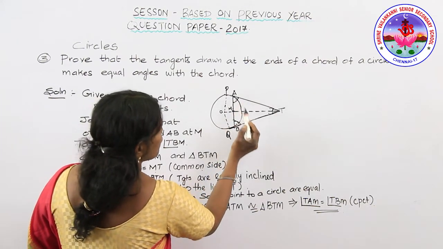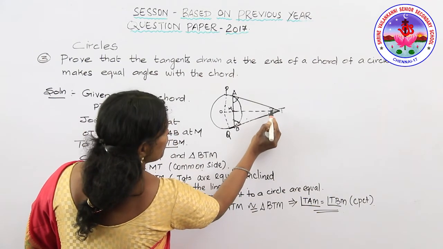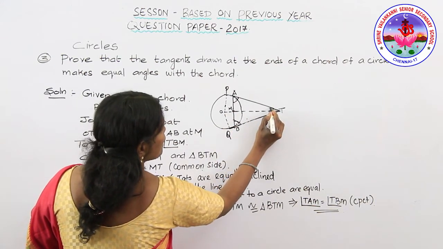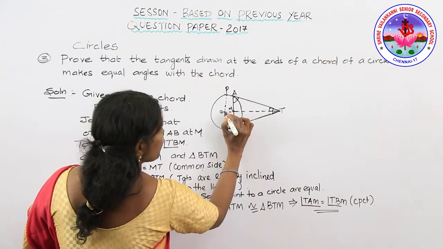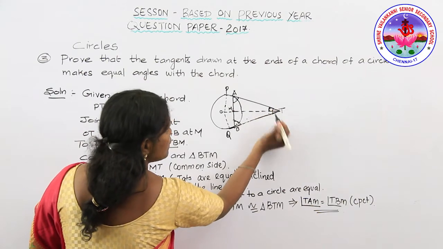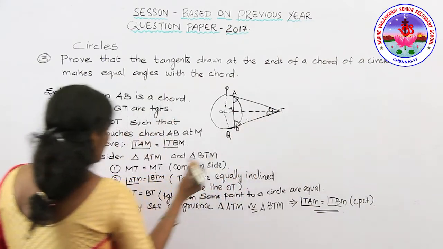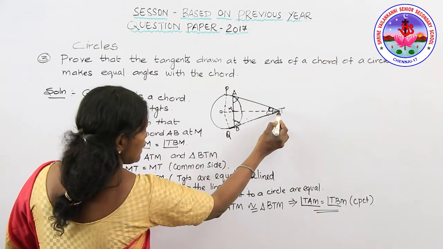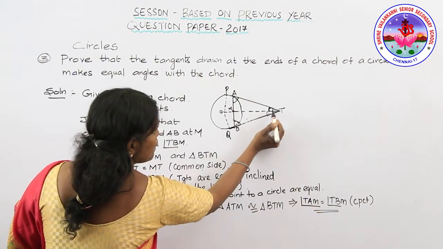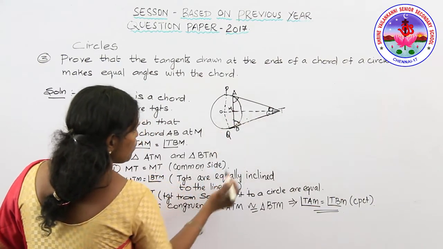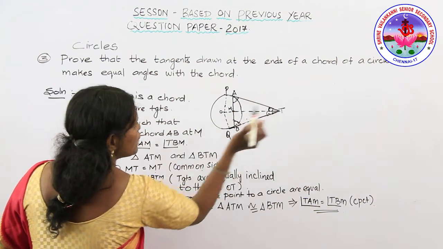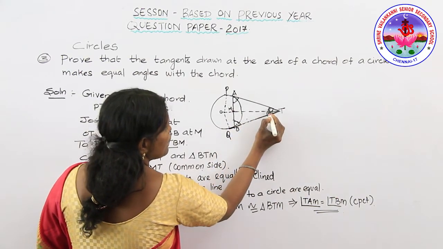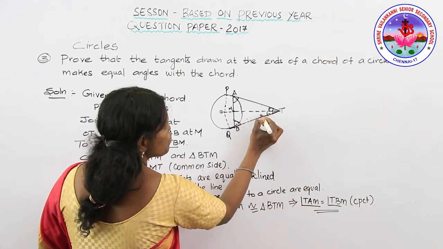Next, we know that the tangents are equally inclined to the line segment joining the center with the external point. So I can say that angle ATO, where I am just taking this O as the point M, so angle ATM is equivalent to angle BTM. So I am writing here angle ATM is equal to angle BTM. The reason is the tangent lines are equally inclined with the line OT, where this OT line joins the center of the circle with the external point. So I got one side as a common side in both the triangles, and angles ATM and BTM involved in these two triangles are equal.